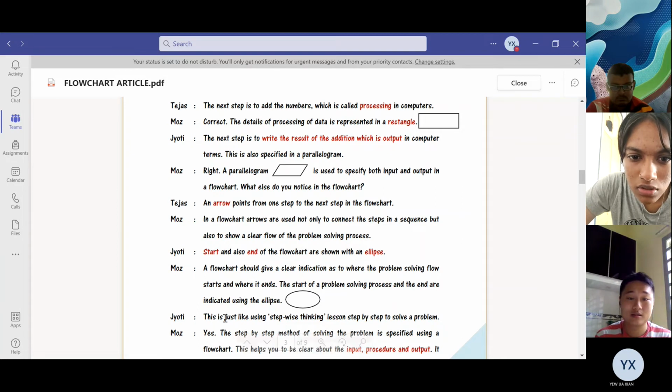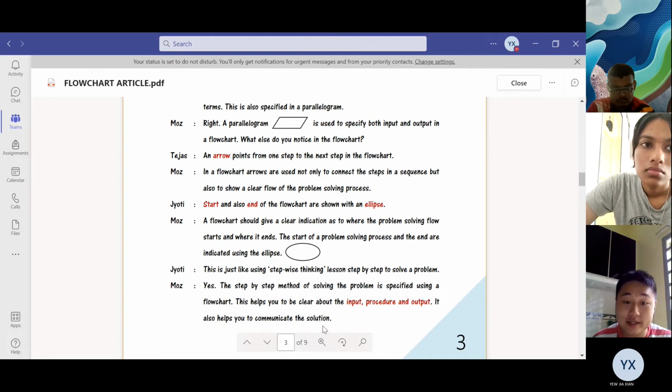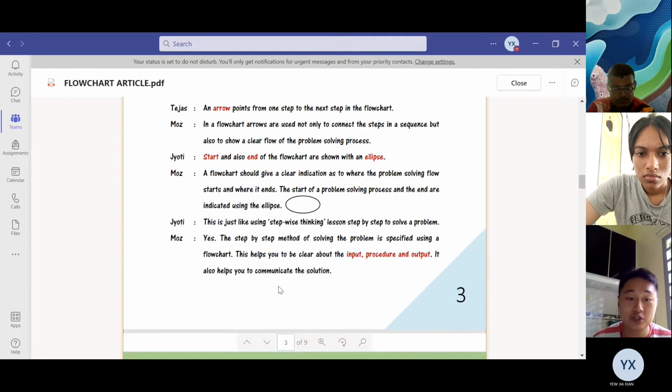This is just like using stepwise thinking, step by step to solve a problem. Yes, the step-by-step method of solving the problem is specified using a flowchart. This helps you to be clear about the input, procedure and output. It also helps you to communicate the solution.